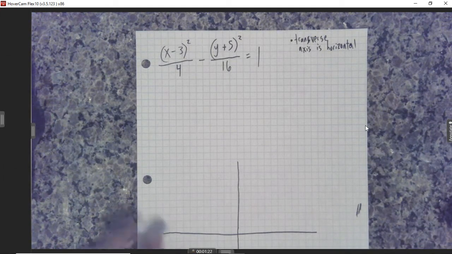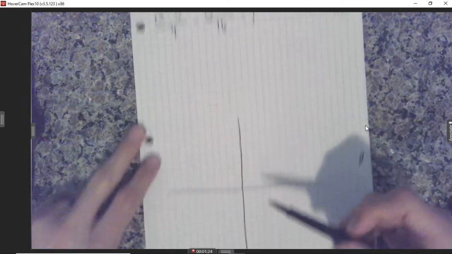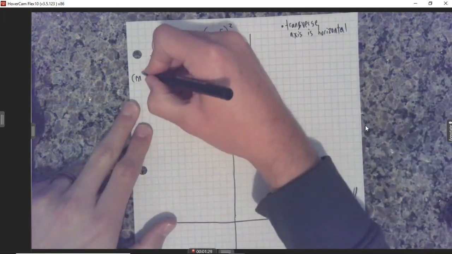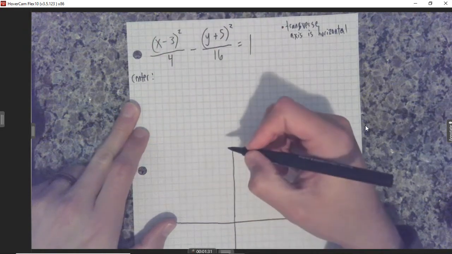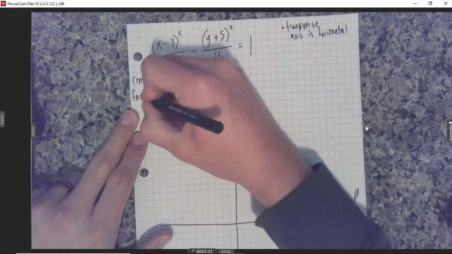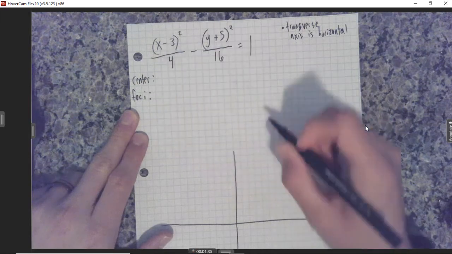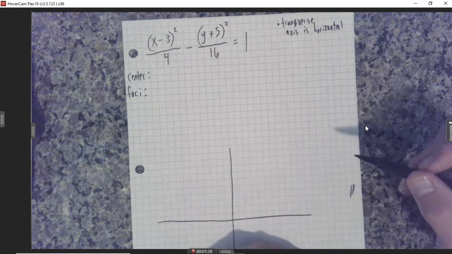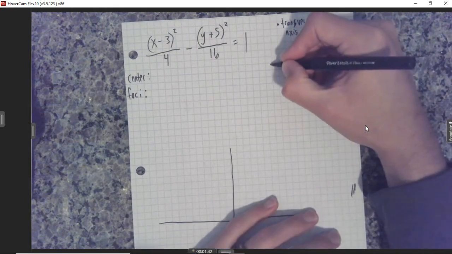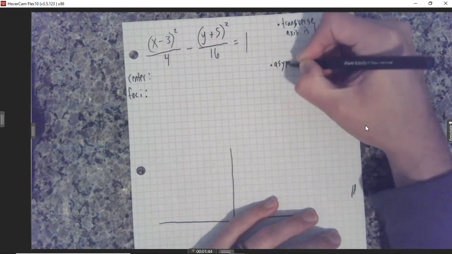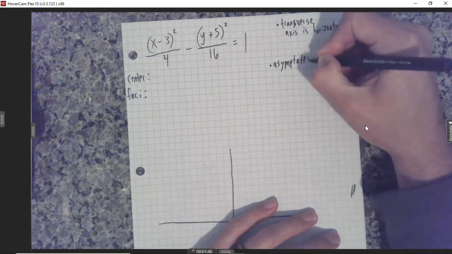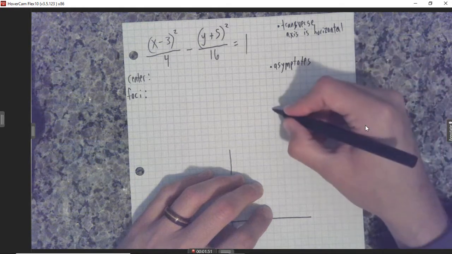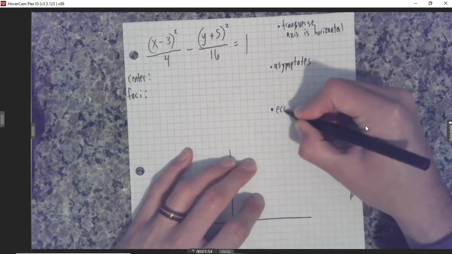Now we're going to do a few different things with this. We're going to graph it down here. We're going to find the center. We're going to find the foci, and I'll leave some space to do that work. And we're going to find the asymptotes, and we'll do that over here. And then we'll find the eccentricity.